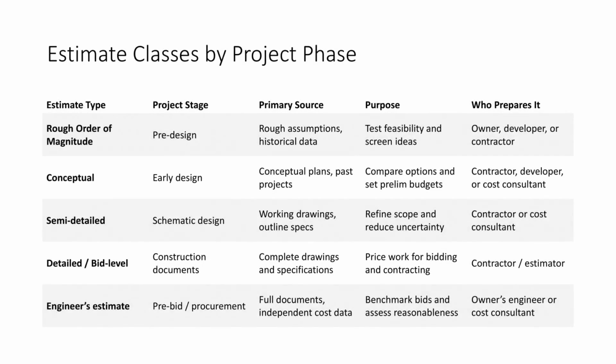Okay, so for the coming sessions, we will discuss different estimate types. It will start from rough order of magnitude estimates, and then we will study conceptual estimates, semi-detailed, detailed, and engineer's estimates. And these are really dependent on how much information we have. As the documents become more complete, we will do more detailed estimates over time. But we'll go through these in the future.